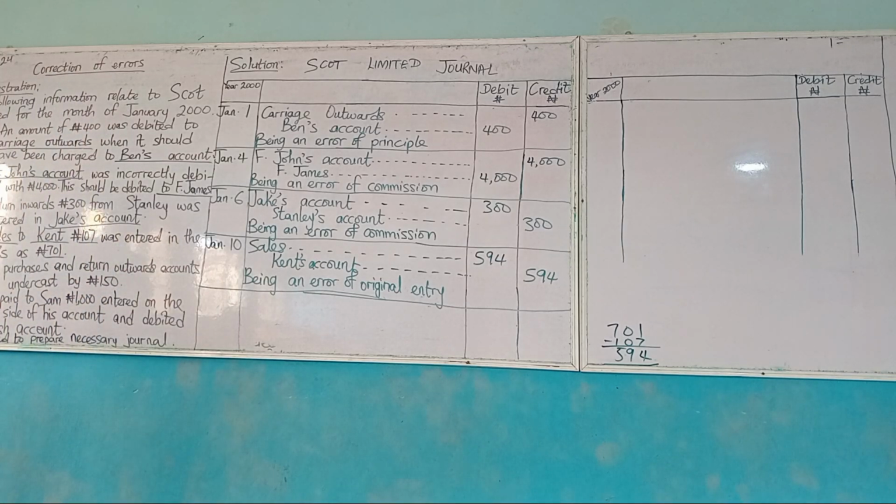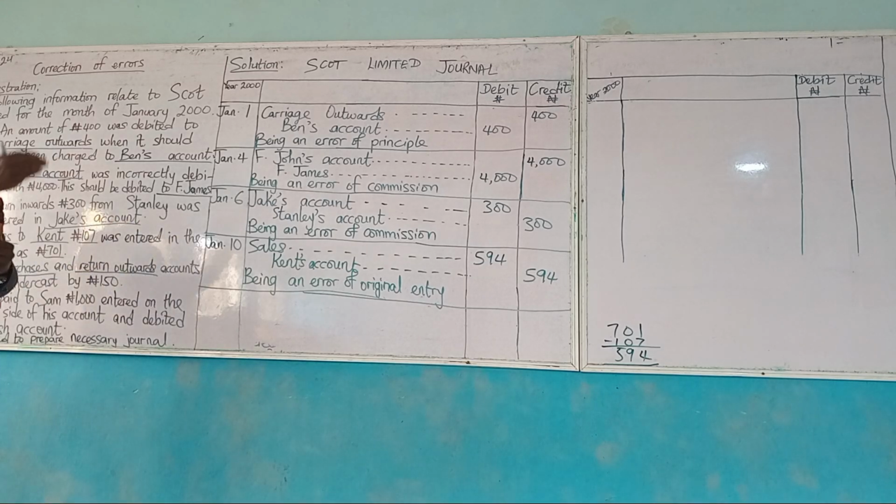January 18 says, both purchases and return outwards accounts were undercast. Now, in this transaction, two accounts have been mentioned, purchases account and return outwards account. If you can still remember, in the ledger and also in the trial balance, the purchases account is an account that used to have debit balances. So all entries used to be at the debit side. At the end of the day, the debit side used to be more than the credit side. That's why this account used to have a debit balance.